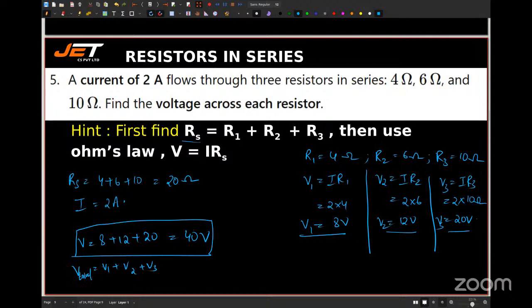Or else you can find it out from here also as V equals IRs. You can do 20 into 2, again it gives you 40 volts. So these two are accepted things. So remember, the question can be asked as voltage across each resistor, or they can ask total voltage in the circuit.